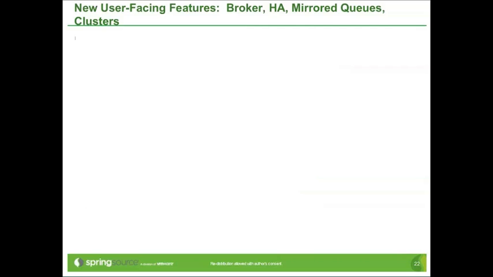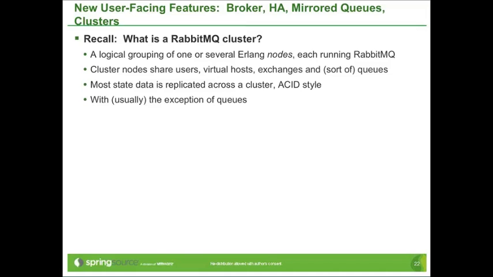So finishing with Firehose Tracer, now we spend somewhat greater length on a careful discussion of the new high availability mirrored queues feature. To begin talking about HA and mirrored queues, we should review RabbitMQ clustering. First off, recall what a RabbitMQ cluster is. A RabbitMQ cluster is a logical grouping of one or several Erlang nodes, think of these as machines, each running RabbitMQ in its own Erlang virtual machine.